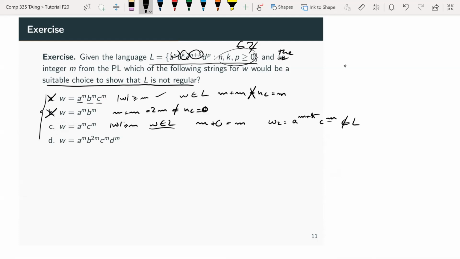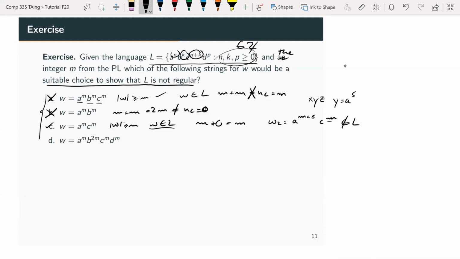So maybe the K wasn't the best choice. I don't mean the K from B. I mean, let's say, because my decomposition x, y, z, where x, y is less than or equal to M, let's say y is going to be A to the s, so M plus s, right? And that's not going to be in L, right? So this is going to work.